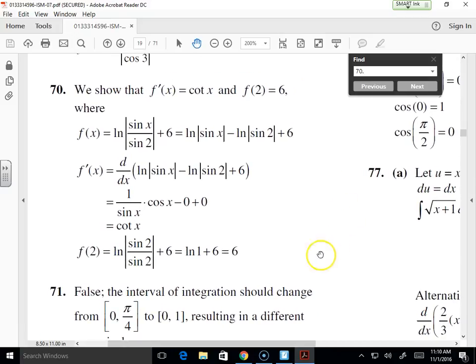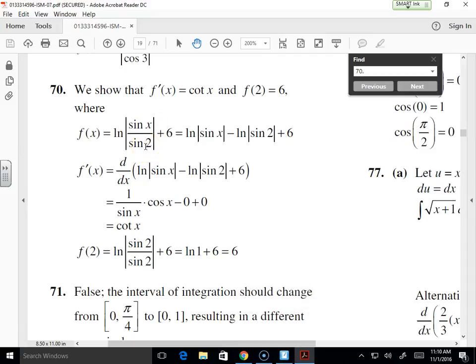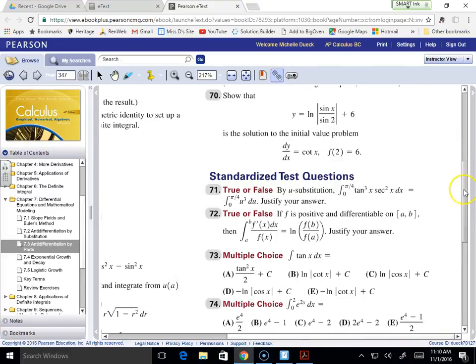Because I got ln of the absolute value of sine x plus 6, not sine x over sine. Oh, this one? I looked at the answers and I was like, oh, got it. Because it shows you that, so then I just went from there. Were you working backwards on this one? You were, right? Something like that. Oh! You're supposed to work backwards. No, I didn't work backwards. I integrated.